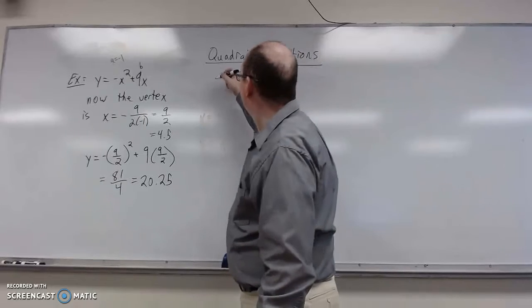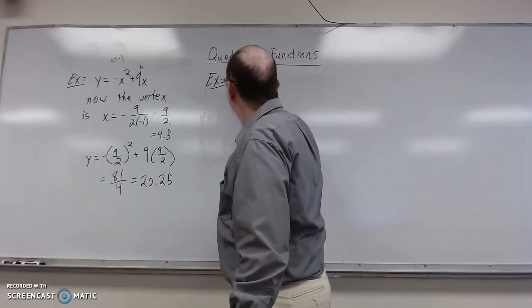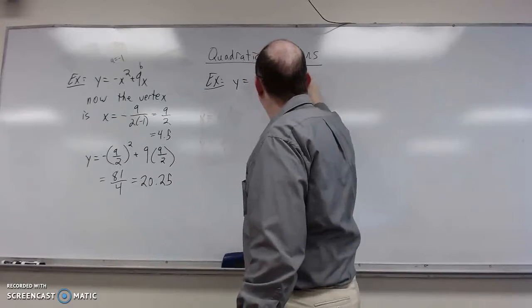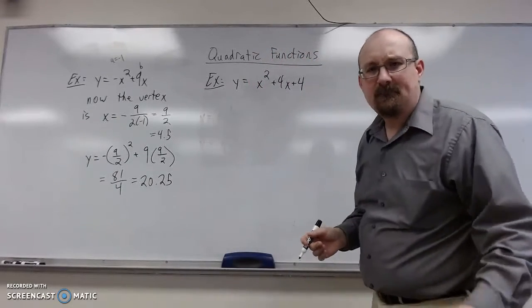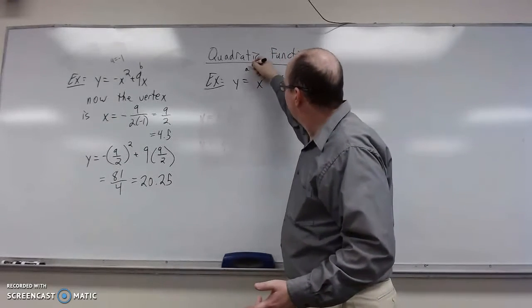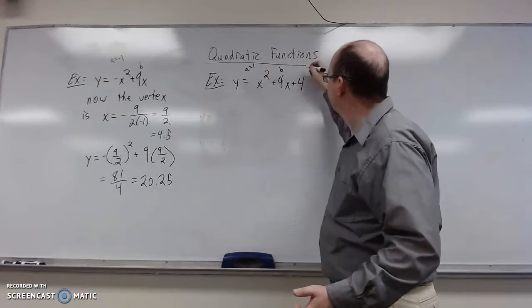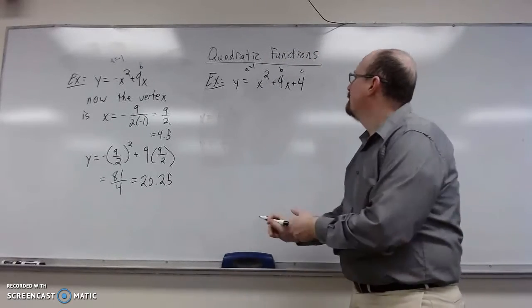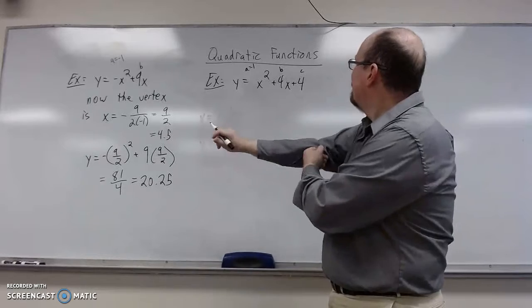In the other example we had y equals x squared plus 4x plus 4. So again, a is 1, my b is 4. I'll identify the c, but I don't actually need it for the vertex. So I've got my a, my b, and my c.